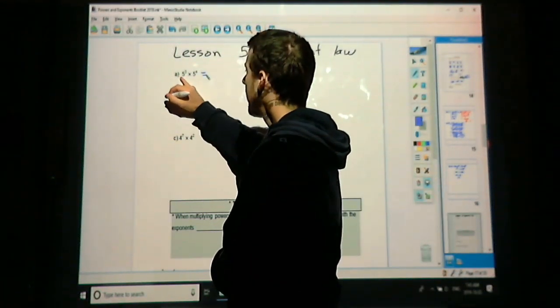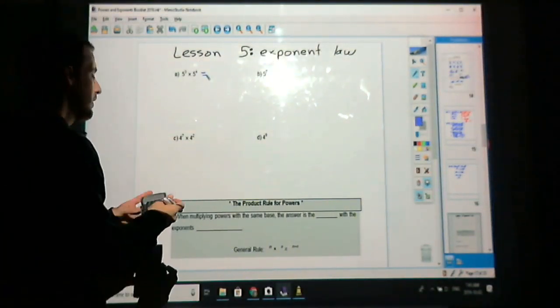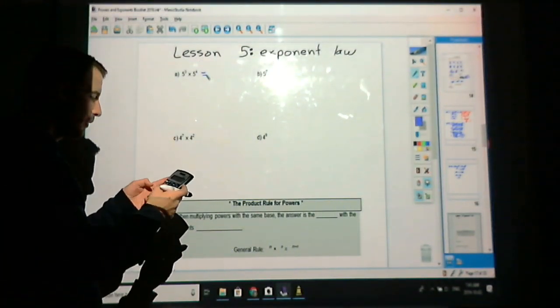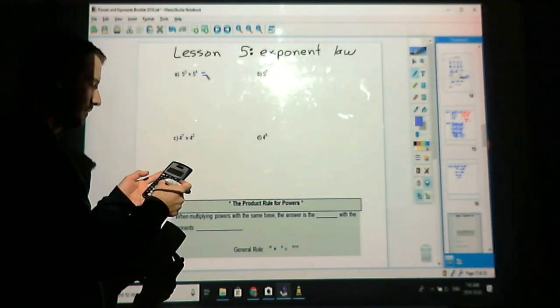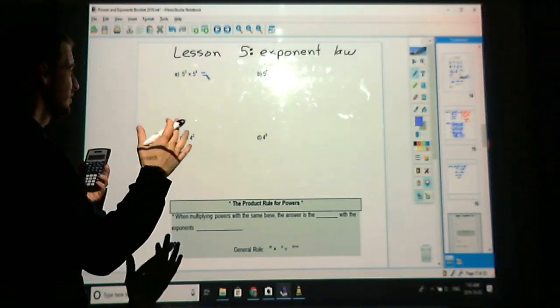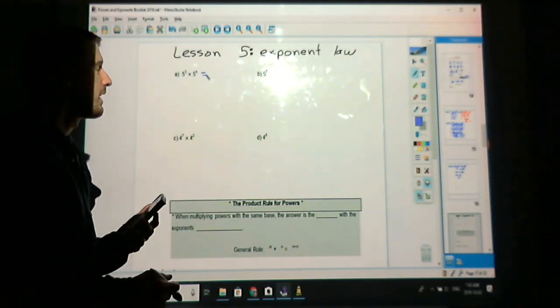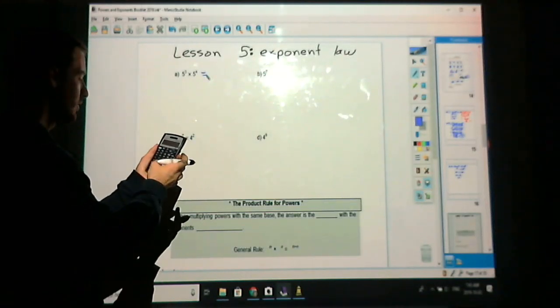We'll go from there. So we have 5 cubed times 5 to the power of 4. If we wanted to solve this the simple way, we're just going to break it down into its two different sections and solve it, but we're going to find some shortcuts that are going to make our lives a lot easier throughout the rest of this unit. So let's start with this.